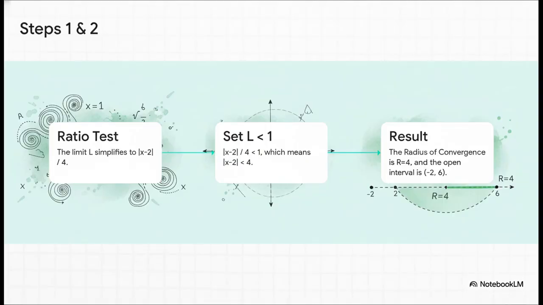Step 1, we hit it with the ratio test. After you set it all up and all the dust settles from canceling terms, the limit L simplifies down beautifully to the absolute value of x minus 2 all over 4. Now for step 2, we apply the condition for convergence. We set that whole thing to be less than 1. When you solve that inequality, absolute value of x minus 2 less than 4, it tells you 2 things at once. The radius is 4, and our starting interval is from -2 to 6.